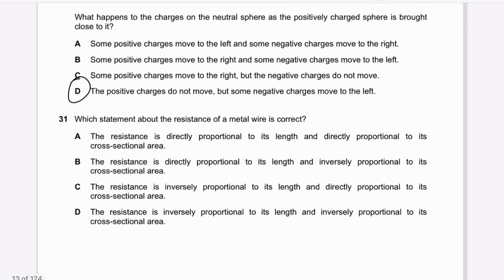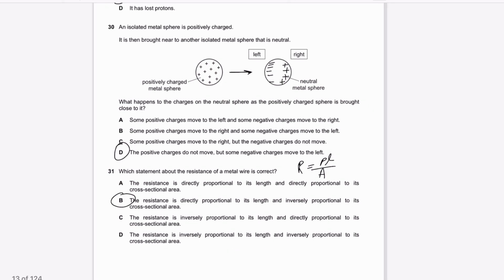31. Which statement about the resistance of a metal wire is correct? You all know the formula. Resistance is equal to resistivity times length upon area. Let's see what options we have. A. The resistance is directly proportional to its length. Yes. And it is directly proportional to its cross-sectional area. No, because it is inversely proportional. You can see it in the formula. The resistance is directly proportional to its length. Yes. And inversely proportional to its cross-sectional area. Correct answer will be B. You can see that in the formula.